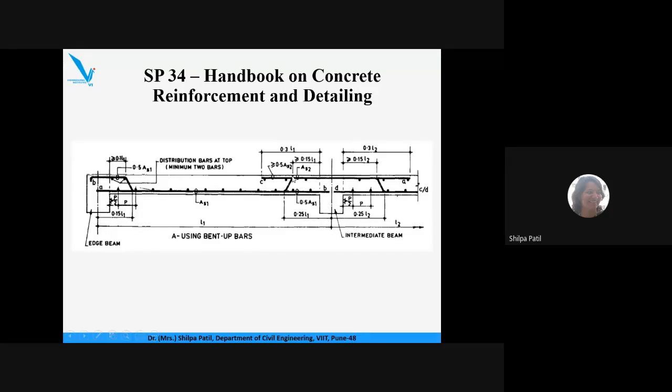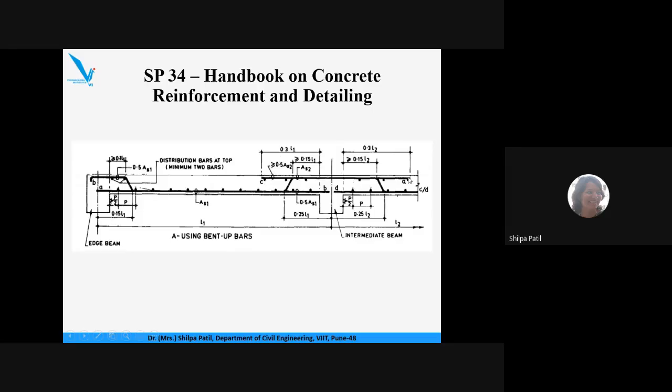So bar bending is done here, and that bent bar is taken up into the compression zone and extended up to this distance. What is this total distance? This total distance should be 0.3 times L2 beyond the face of the support. Okay. Now the bar is bent and moved into the compression zone and extended in the second slab up to a length of 0.3 of the span of the second slab.